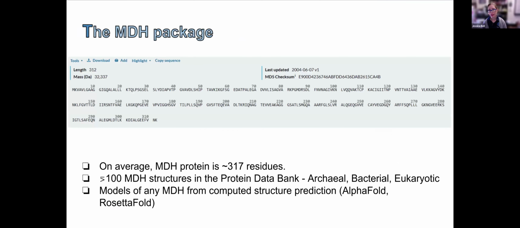So, things about malate dehydrogenase. We can go and find a ton of malate dehydrogenase sequences in things like UniProt and other databases. And what we find is that this enzyme, because it is doing an essential reaction for life, is found across the phyla, and that on average these are around 300 to 350 amino acids long, and there are a little over 100 structures.